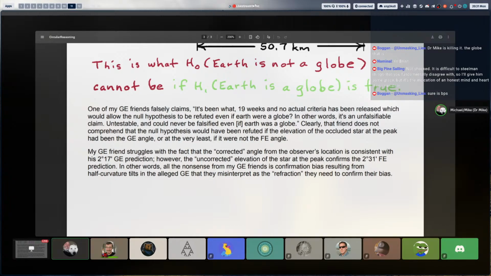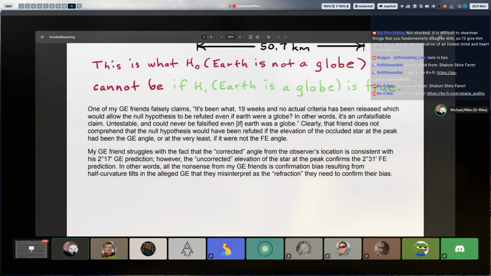But it is the flat Earth angle, and our globe Earth friends, all of them, seem to be struggling with the fact that the corrected angle from the observer's location is consistent with their predictions, but the uncorrected elevation of the star at the peak confirms the flat Earth prediction. So in other words, all the nonsense from our globe Earth friends is confirmation bias resulting from half curvature tilts in the alleged globe Earth that they misinterpret as refraction, and they need that refraction to confirm their bias. So that's all I have for today.